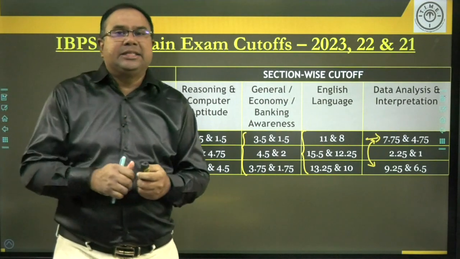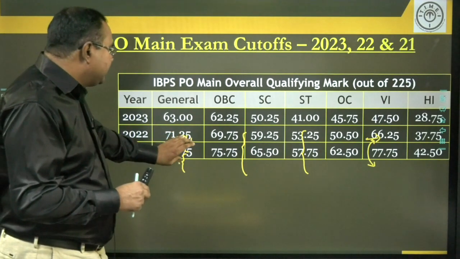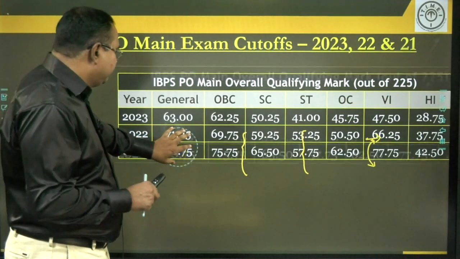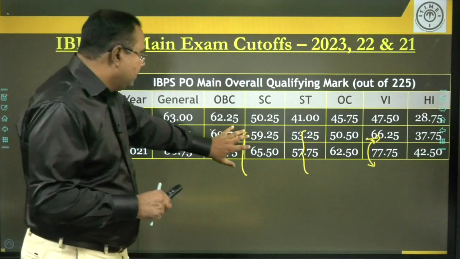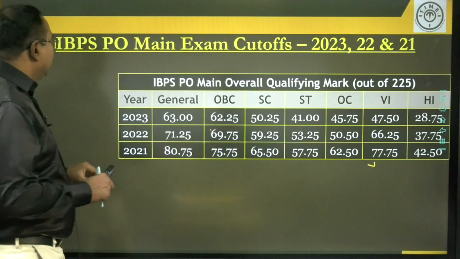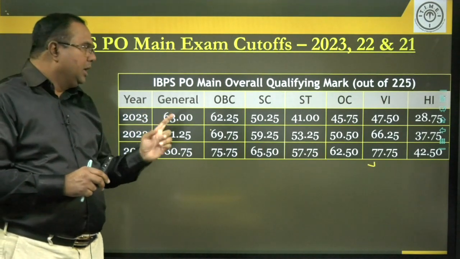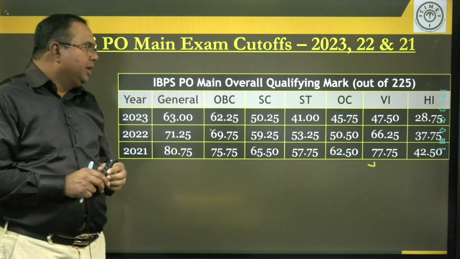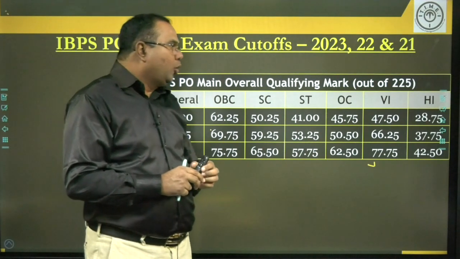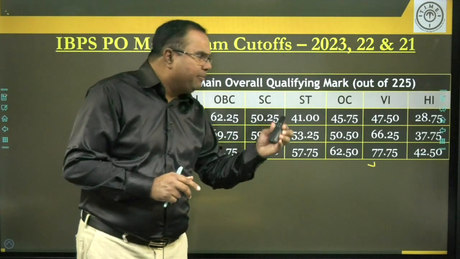So this is some basic understanding about section wise cutoffs. Now let us look at overall cutoffs. This year for general category 63, OBC 62.25, SC 50.25, ST 41, orthopedically challenged 45.75, visually impaired 47.5 and hearing impaired 28.75.